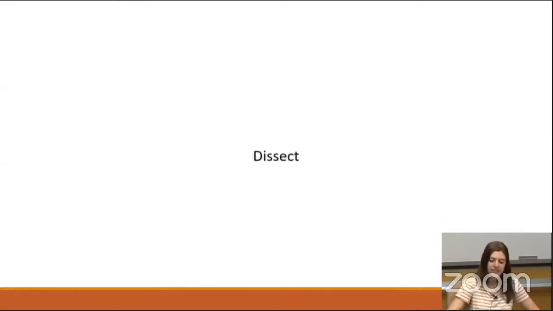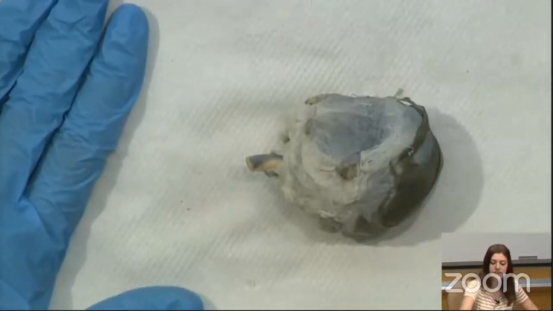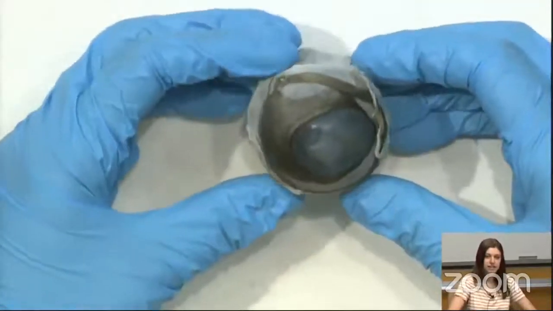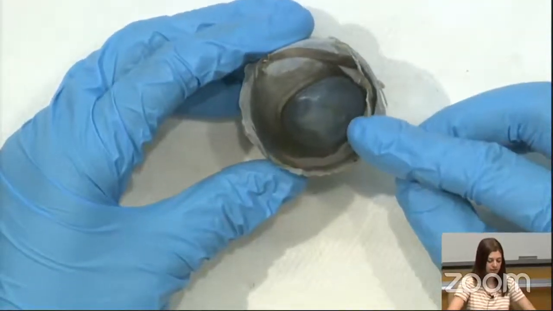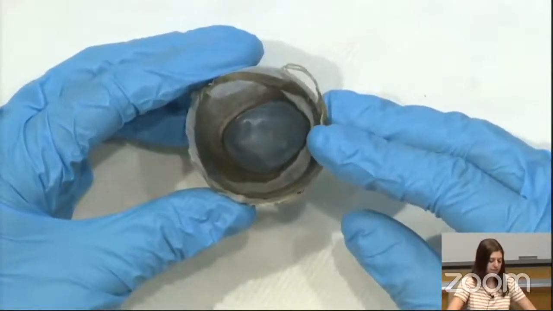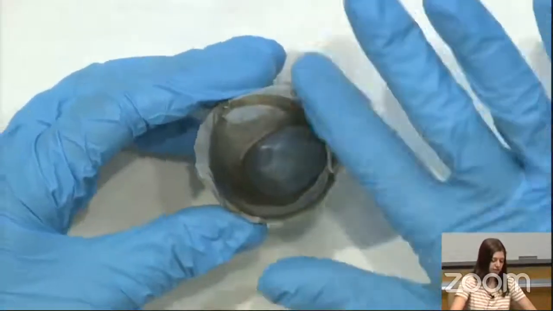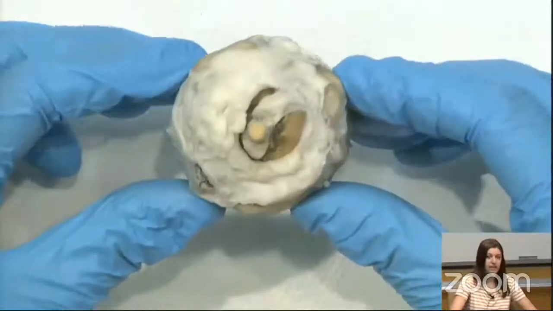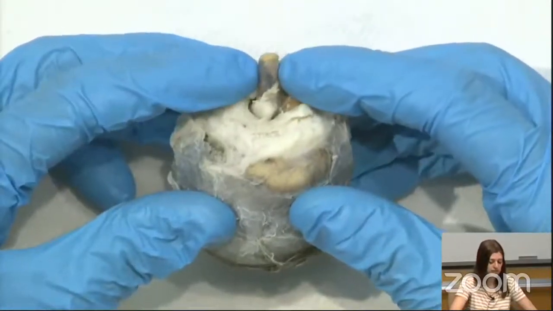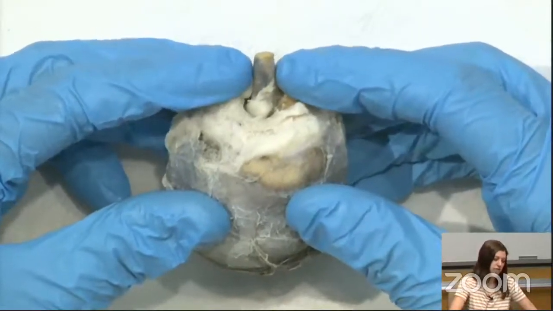Okay. So now I'm going to dissect the eye and show you some of the components that we were just talking about. So first, this is the eye. You can see the cornea is here. It's cloudy right now because it's detached from the cow, but typically the cornea is clear. And then this is just the sclera and the surrounding tissue. And then on the other side, this is the optic nerve.